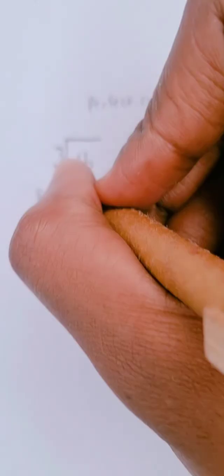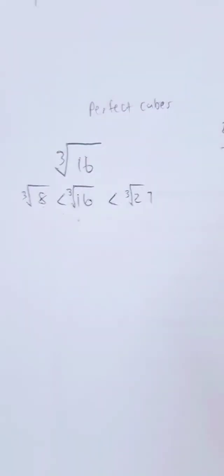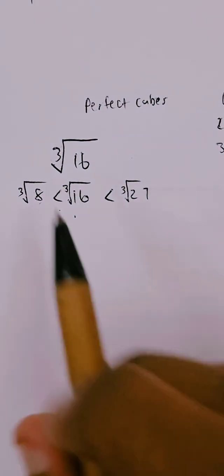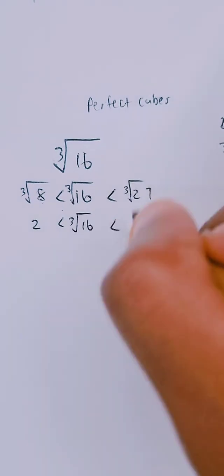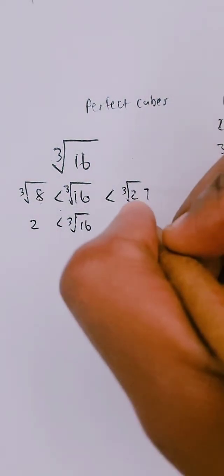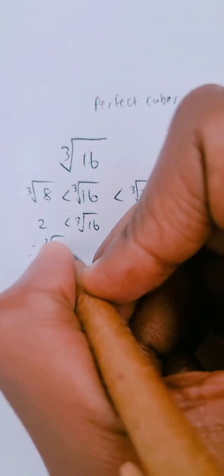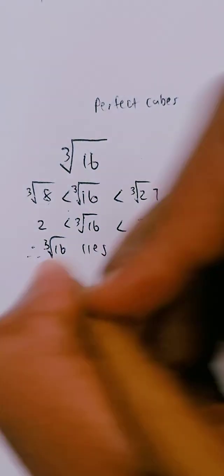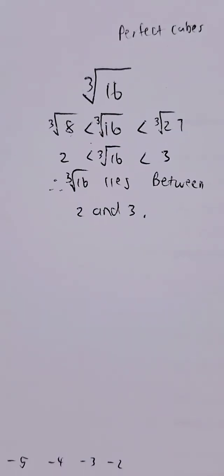Then we put on the cloak of cube rootness. Makes sense? Then we say, what is the cube root of 8? 2. Cube root of 27, 3. Therefore, the cube root of 16 lies between 2 and 3. Makes life very easy there.